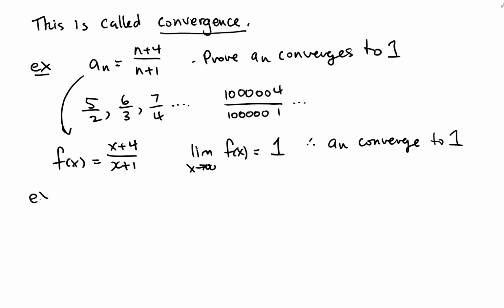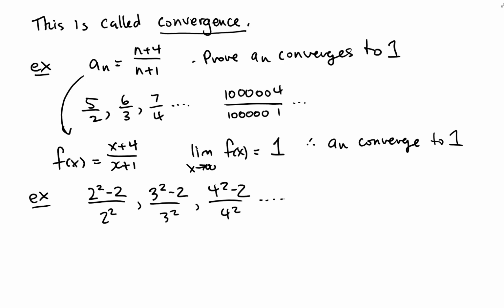Similarly, if we have a list that's given to us, so 2 squared minus 2 over 2 squared, and then 3 squared minus 2 over 3 squared, and 4 squared minus 2 over 4 squared, etc. We can think about this as the nth term will be n squared minus 2 over n squared, and this can simplify to 1 minus 2 over n squared.